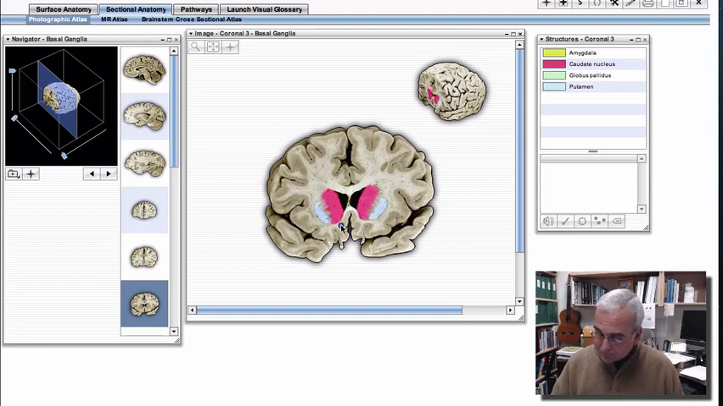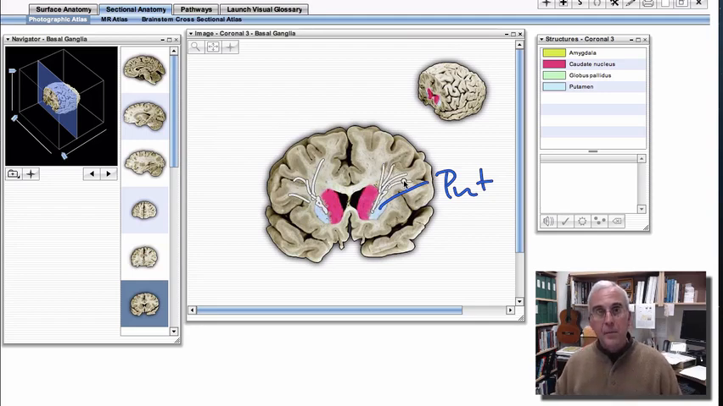Now, on the lateral side of the internal capsule, we have the putamen. And again, notice it's lateral to the internal capsule, which is just starting to make its appearance here. And again, we call this the anterior limb of the internal capsule, as these axons are streaming from mainly the cortex that is in the front part of the frontal lobe.